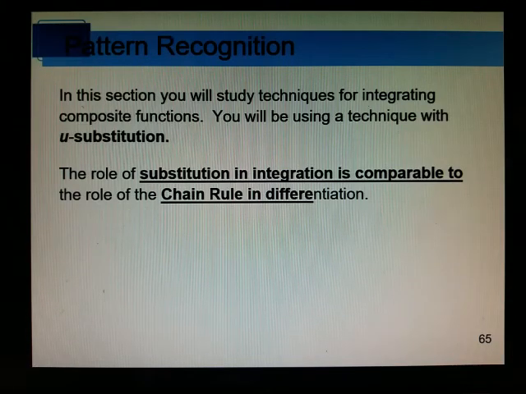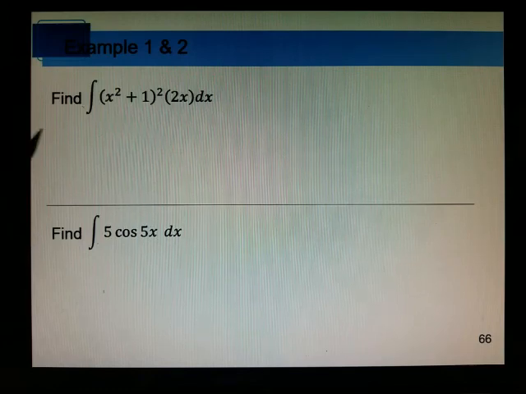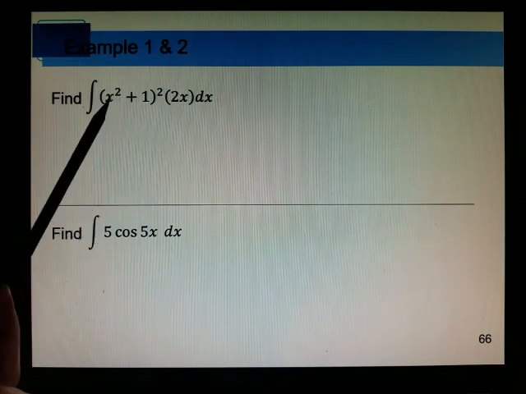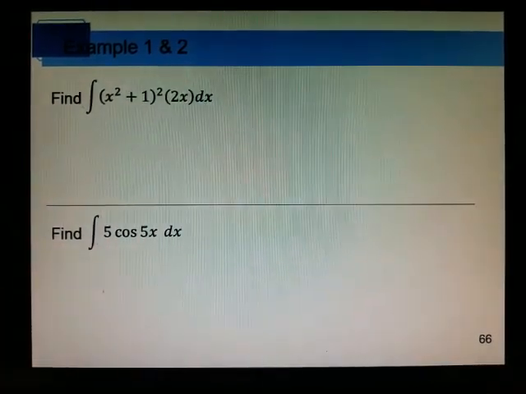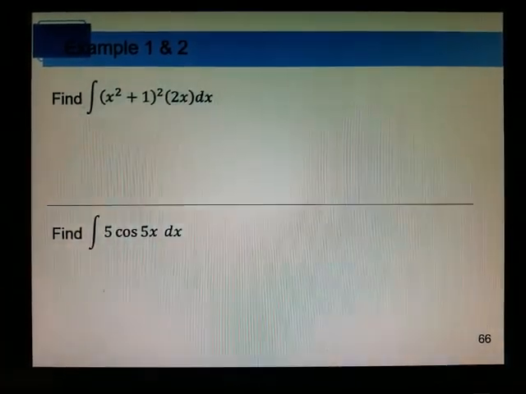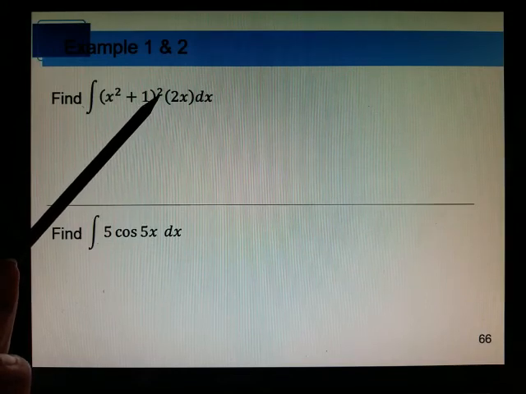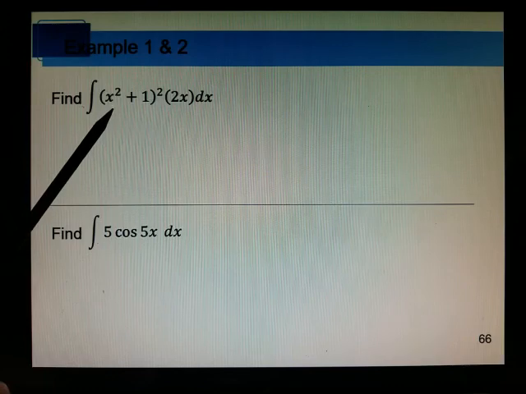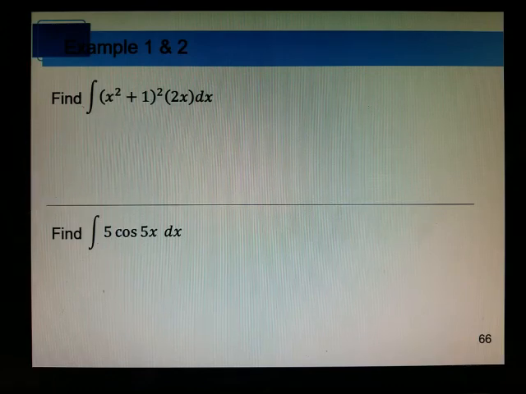All right, so we're going to be looking for patterns today. Use substitution for our integration. The role of substitution in integration is comparable to the role it played in the chain rule when we did differentiation. So it's the same idea today. I want to find this integral. Now I could literally FOIL this out and then distribute 2x, integrate each one, and actually have my answer. This one's not bad. Problem is if that was to the exponent of 20, you are not going to want to raise that to the 20th power, then distribute, then integrate. So we need to find a better way to do that.